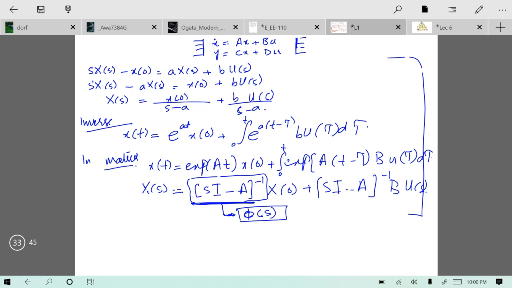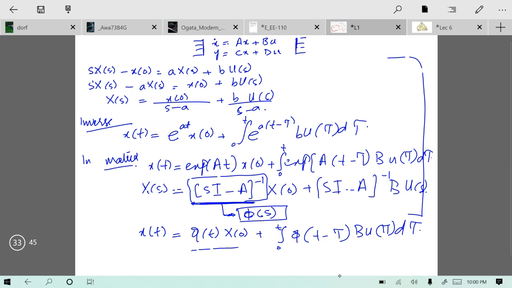And in terms of this state transition matrix, taking inverse Laplace transform, we can write x of t is equal to phi of t x of 0 plus integral 0 to t phi of t minus tau b u of tau d tau. Now, one thing that you should note: in this term of the equation, u of t isn't included, and in this term of the equation, there is no initial condition of the system. So this is basically the zero state response. This overall x of t is the system response. This term indicates zero input response, and this term indicates zero state response.